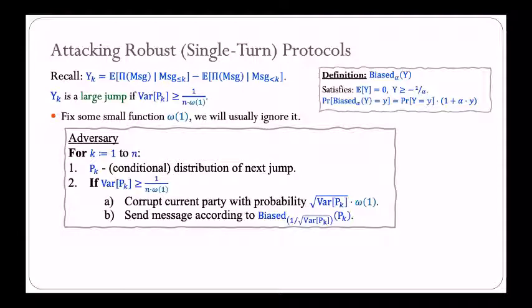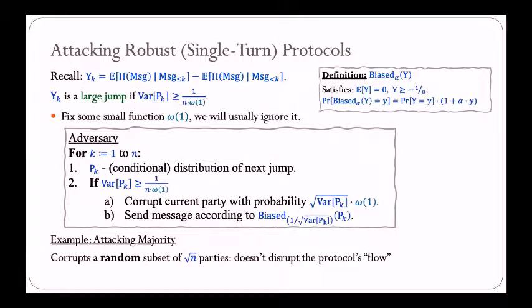And if we decide we actually want to corrupt this party, we're going to send its message according to the biased distribution of PK with parameter alpha that is 1 over the standard deviation. Okay? This now might seem very weird. Why does it make sense? What are these magic numbers? So as a sanity check, let's see how this acts on the majority protocol.